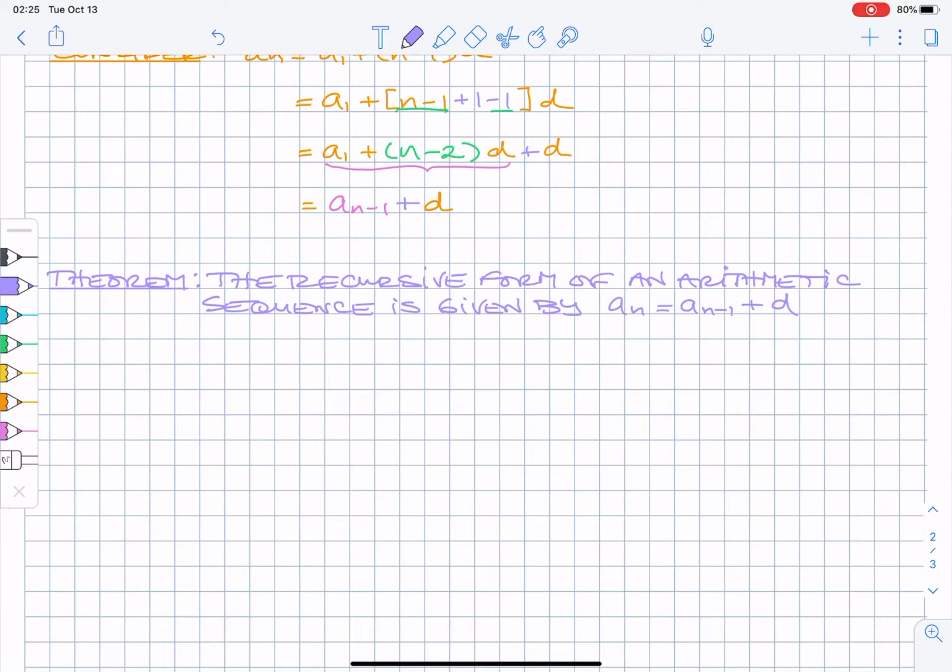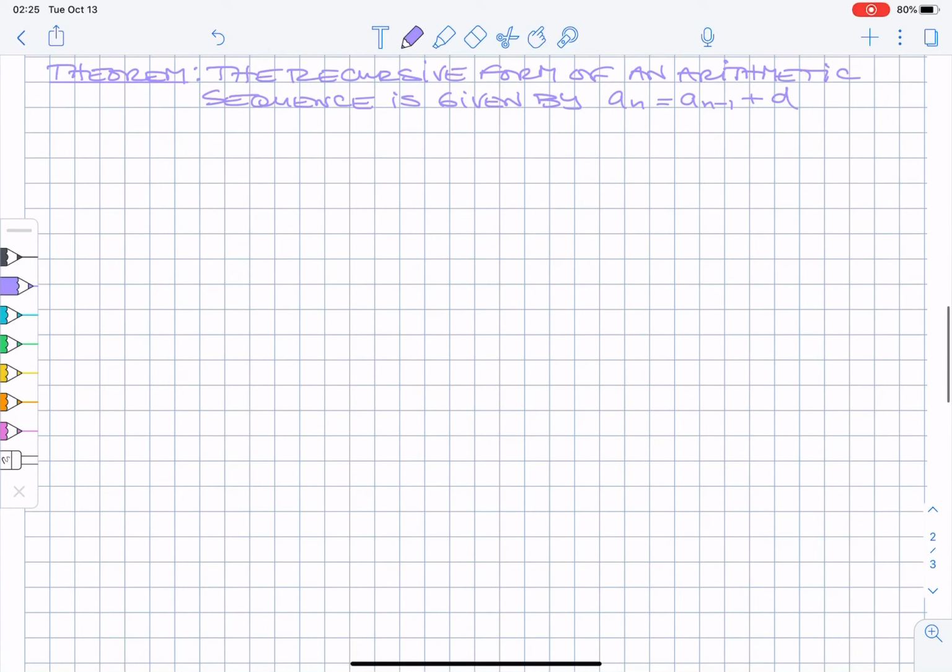Okay, so let's use this. So for example, express the following in recursive form.